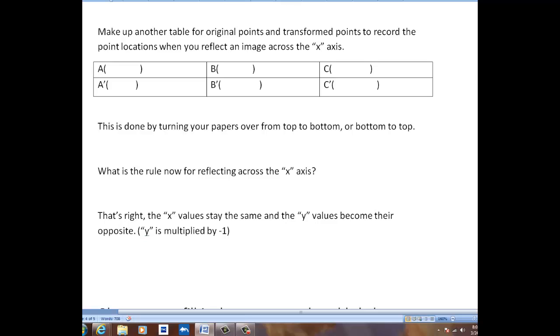What is the new rule for reflecting across the x-axis? That's right. The x values stay the same and the y value becomes their opposite. Y is multiplied by -1.